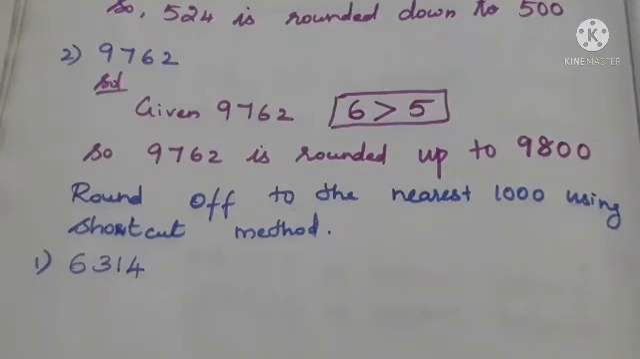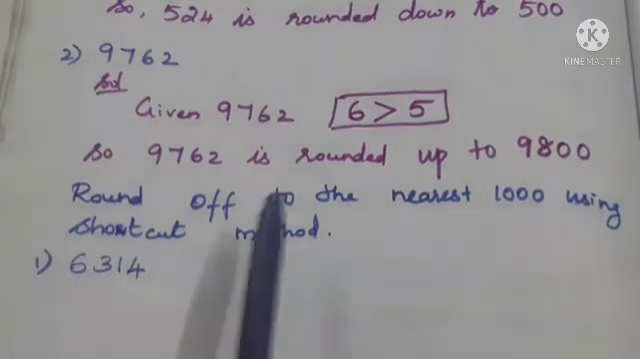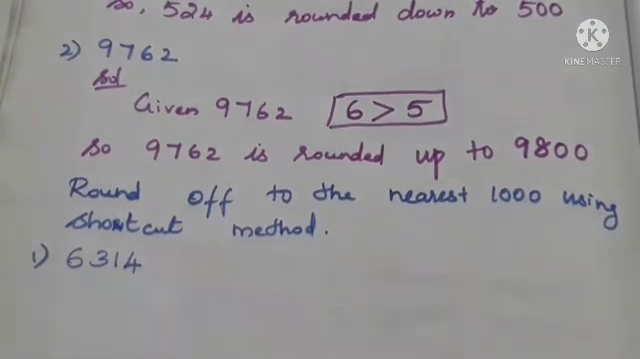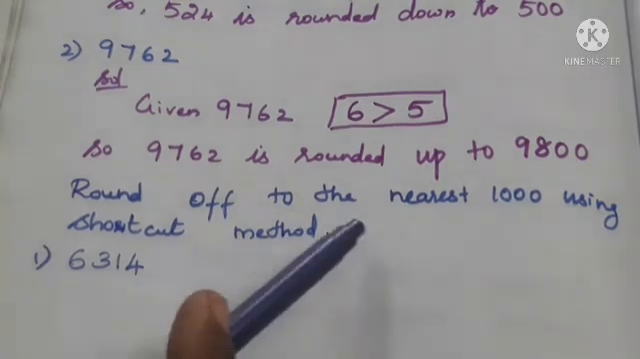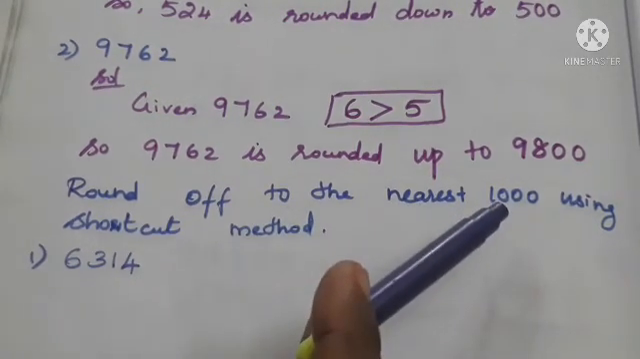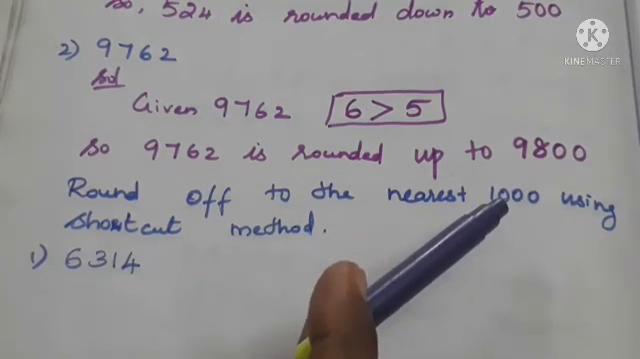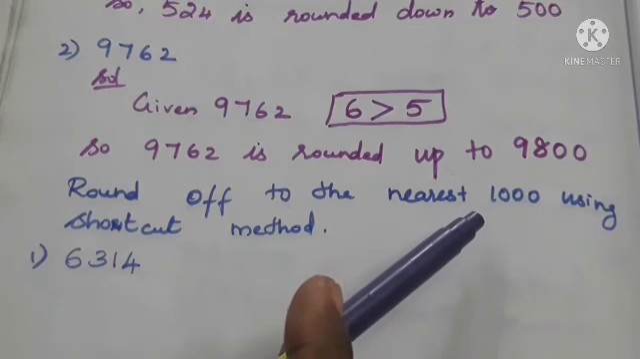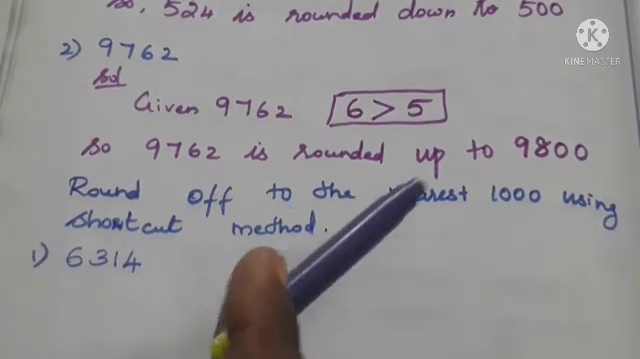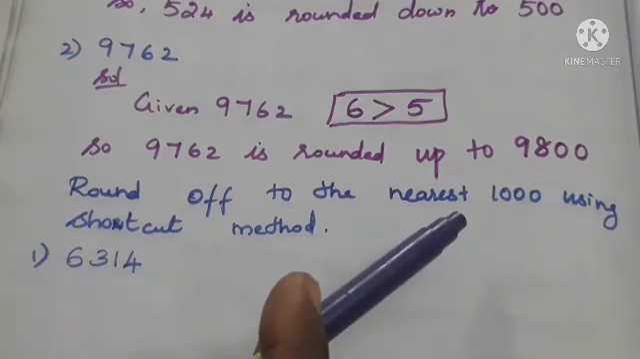Okay, next we have to round off to the nearest 1000 using the shortcut method. Rounding to the nearest 1000 means we have to focus on the place next to the thousands, that is the hundreds place. If the hundreds place is less than 5, we round down. If it is 5 or greater than 5, we round up.